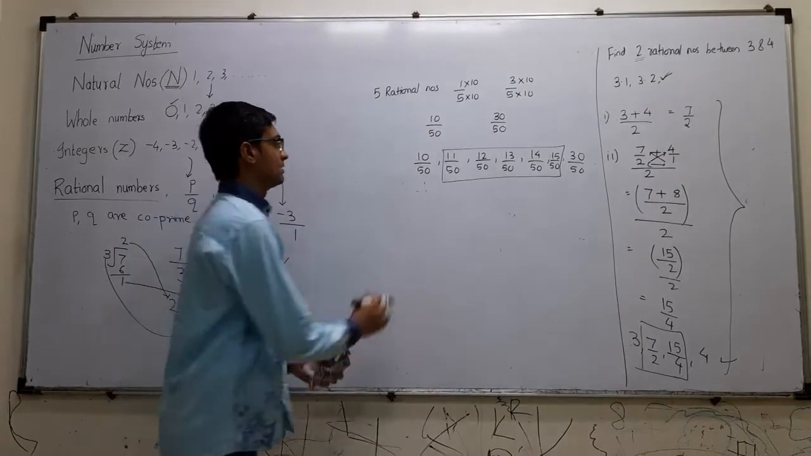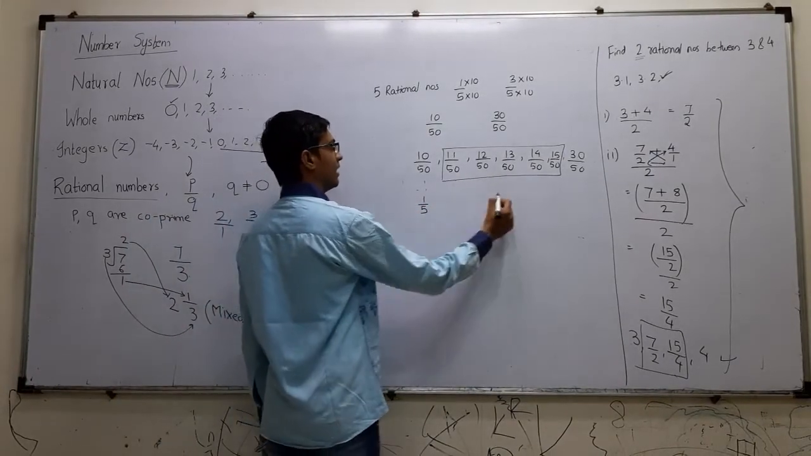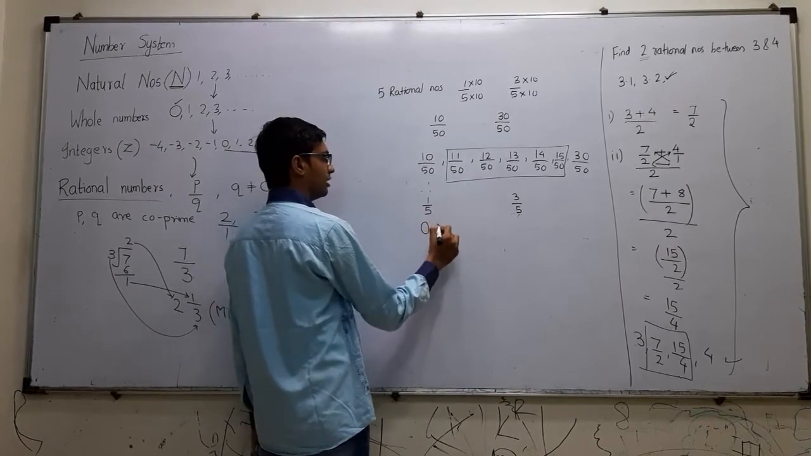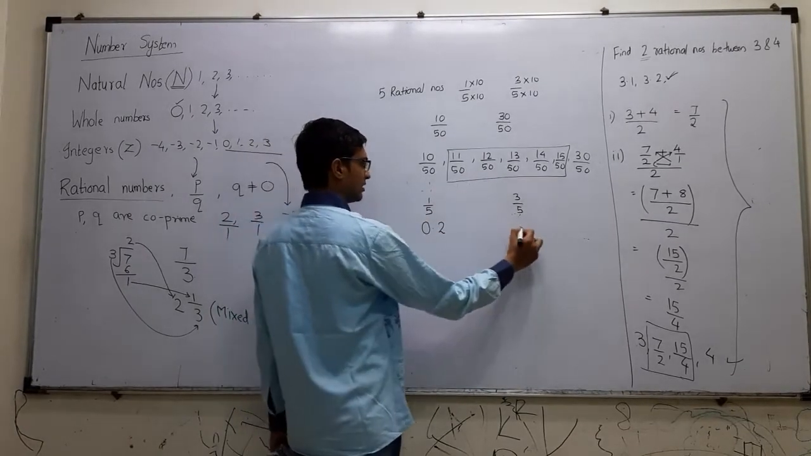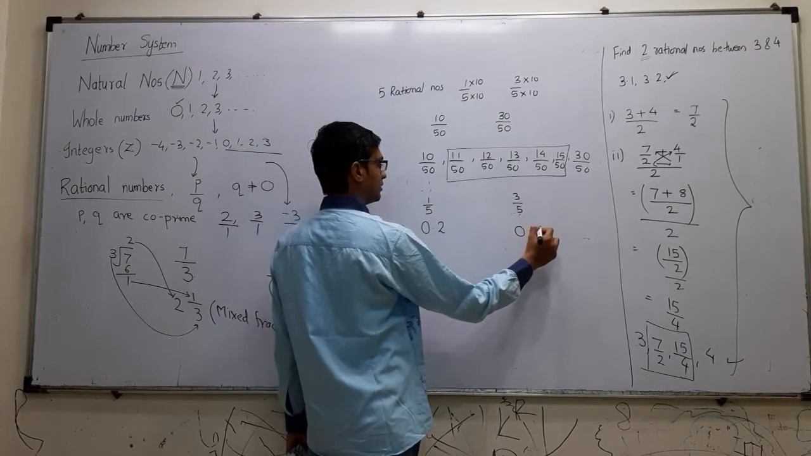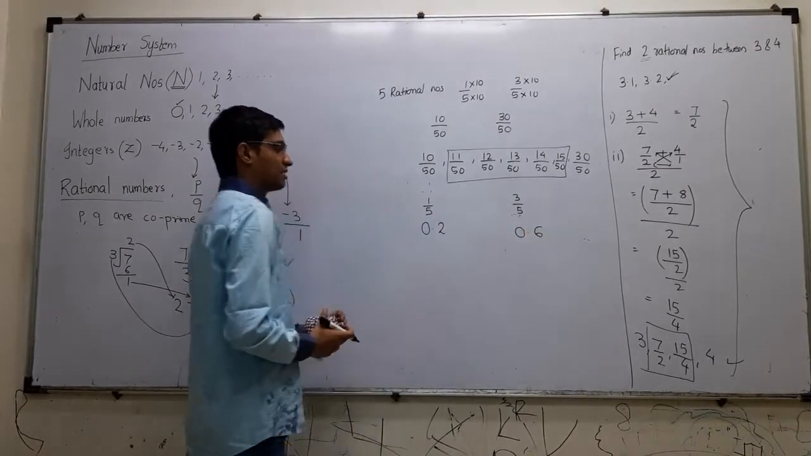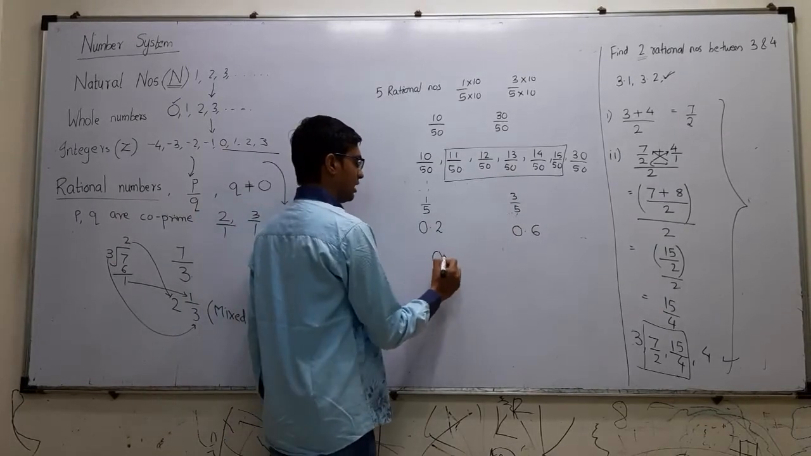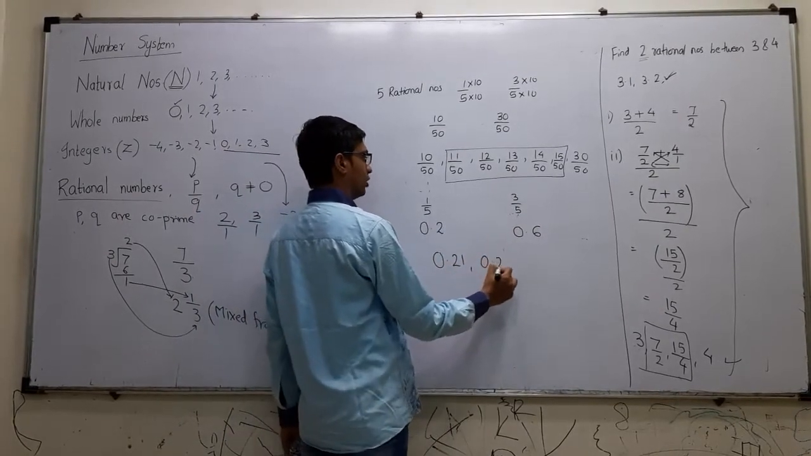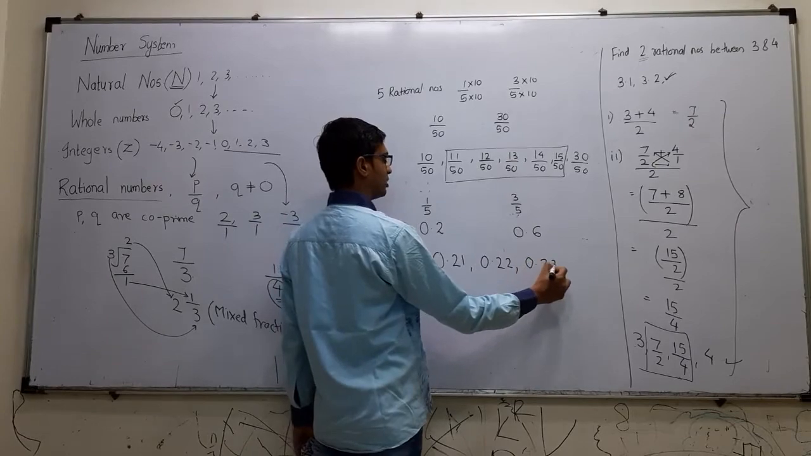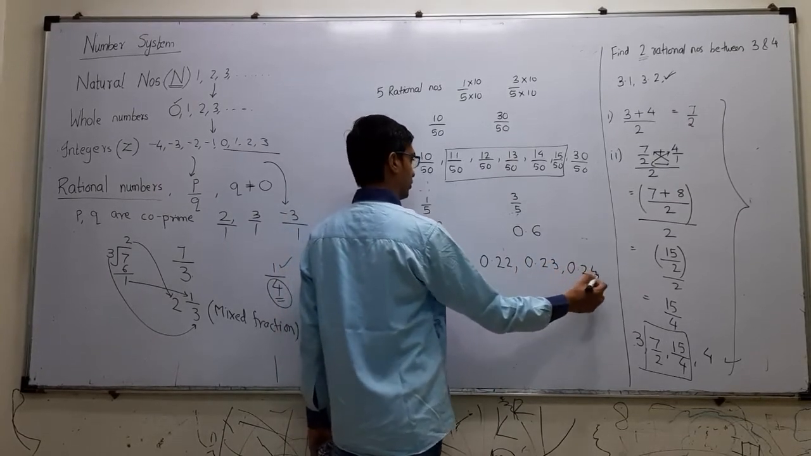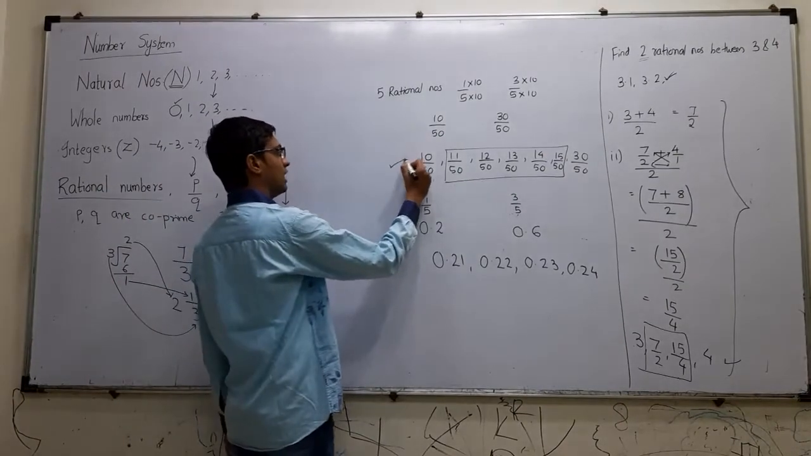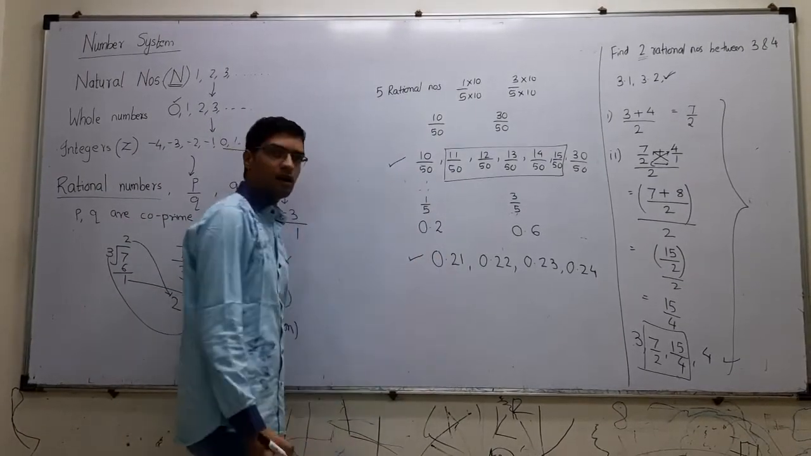There is one more case. It was 1 upon 5 and 3 upon 5. I can initially divide. So it will be 0.2 and this will be 0.6. So I want rational numbers between 0.2 and 0.6. So it can be 0.21, 0.22, 0.23, 0.24. So both ways are correct. Depending upon the marks, you can write. This is for 2 marks. This is for 1 mark.